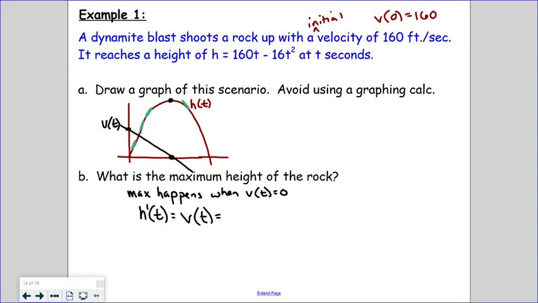So now I'm just applying my power rule. 160t, the derivative of that is 160. 2 times 16 is 32, subtract 1 from our exponent. That's my velocity function, 160 minus 32t. And I want to know where it equals 0. Where is it hitting my x-axis? So now I'm going to set that equal to 0 and solve for t.